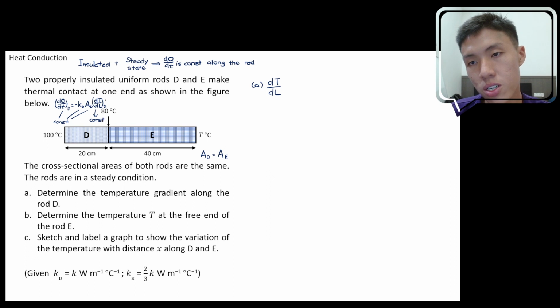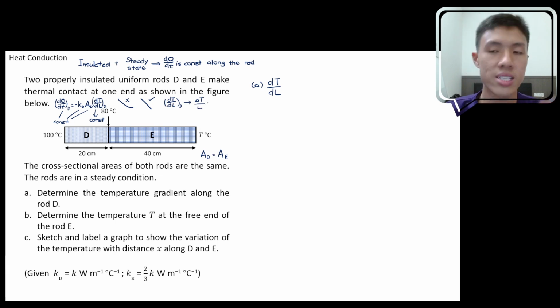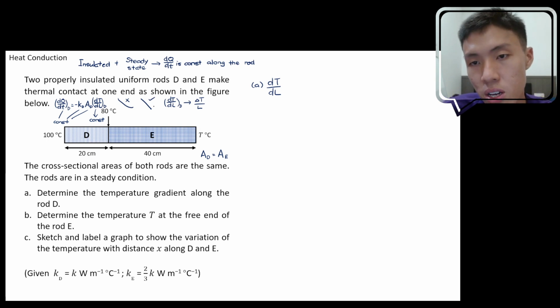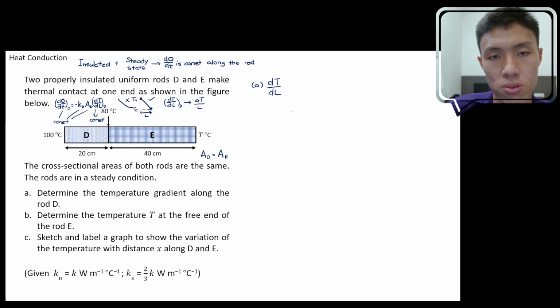Because the temperature gradient is constant, it means the line is not curved, the line is straight. So if the line is straight, we can change the dT over dL into the difference in temperature divided by length. This is just what it means by changing the differentiation into a fraction. Because the line is straight, you can do y2 minus y1, T cold minus T hot, then divide by the length over here. Just a rough idea of what I'm trying to say here.